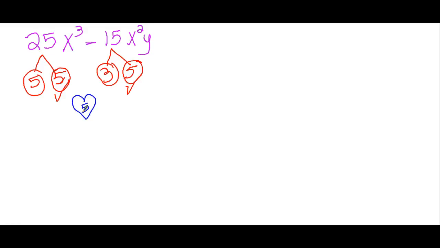Now, once we pick out the 5, we need to isolate it outside. So it should be a 5, and that's your greatest common factor for the numbers. Now, there should be parentheses.